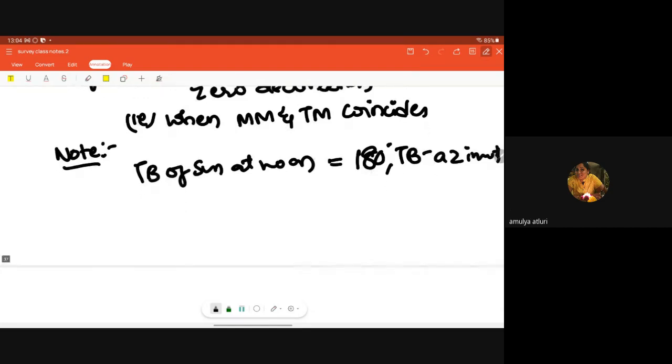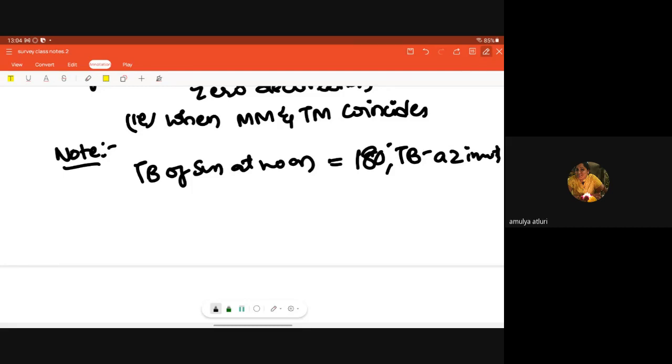If the longitude is greater than the standard meridian, then the difference between them will be added to the standard time to get the local mean time.